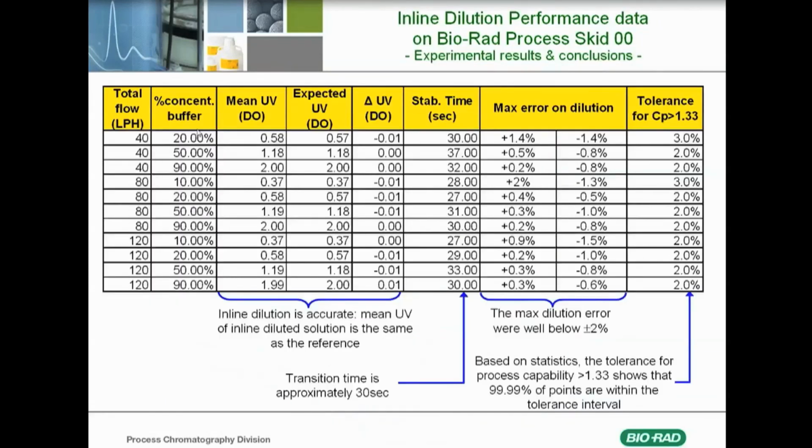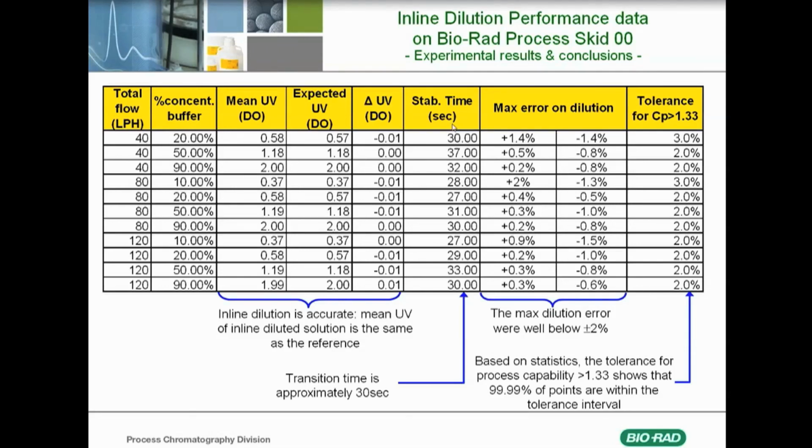So as a conclusion, you have here what we obtain with different flow rates, with different dilution. So here in this column, you can see what absorbance is expected based on the reference made with offline dilution. And you can see here what we obtained with the skid. And you can see that the difference here is very minor. In fact, it is just the resolution of the signal, plus or minus 0.01 OD. So we are very accurate with inline dilution.